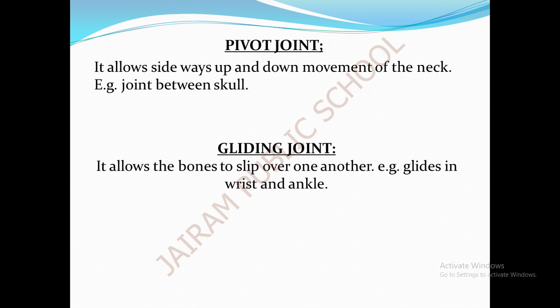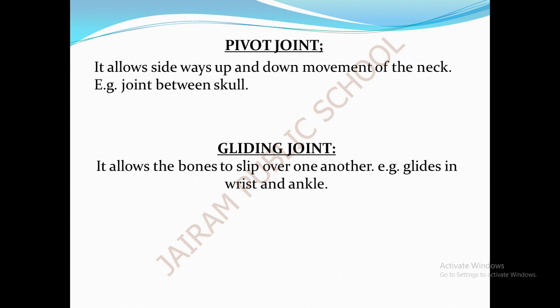And the next type of joint is the gliding joint. It allows the bones to slip over one another. Examples are the joints in the wrist and ankle. So, our wrist and ankle have gliding joints. These joints are also present between any two vertebrae of the backbone. They help the back to bend, twist and turn at each point.